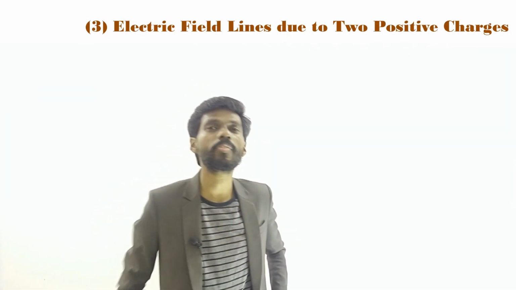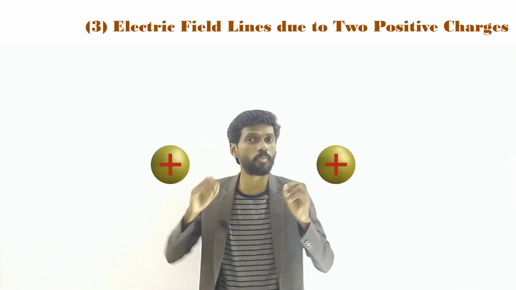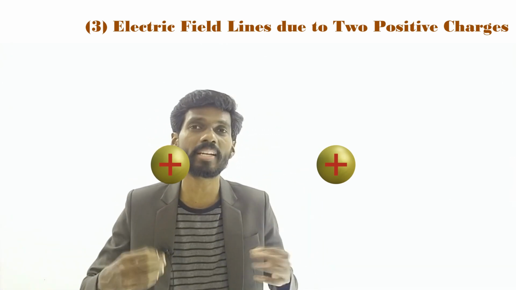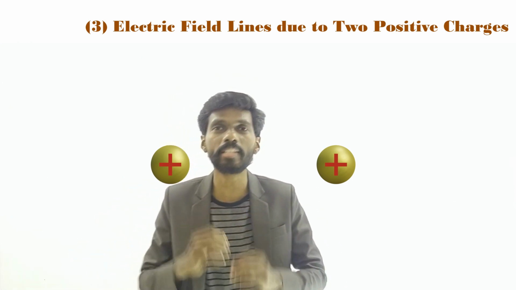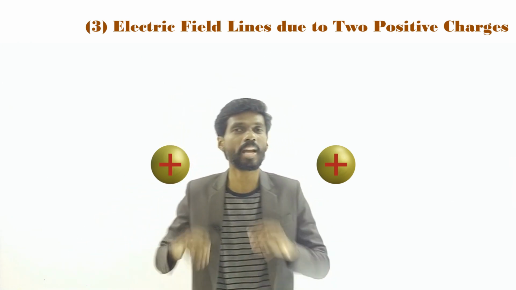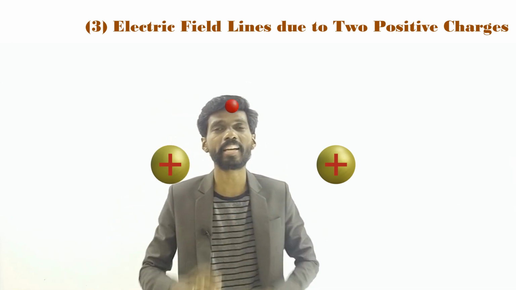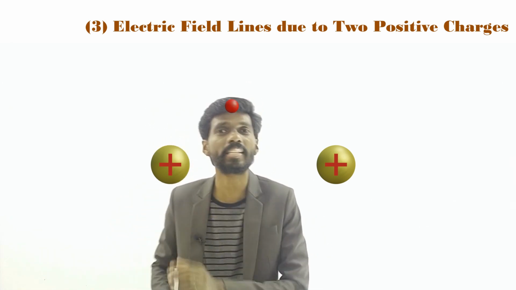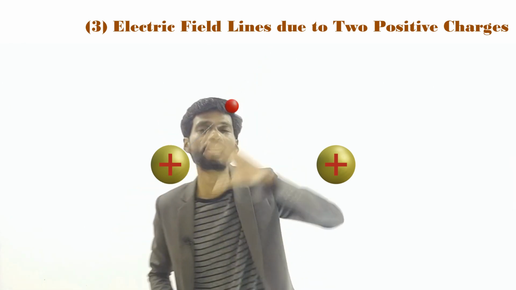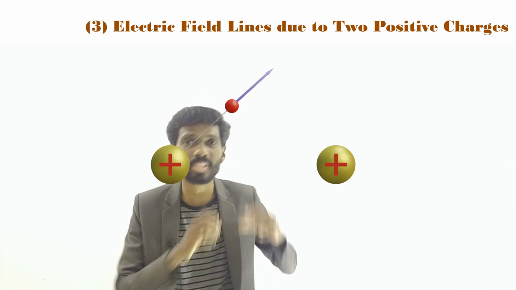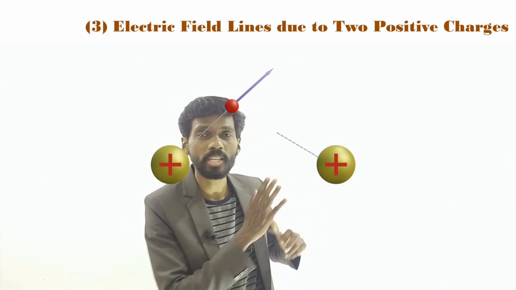In the next case, we will have two positive charges. Instead of one charge, we have two charges now. We will find the combined electric field lines due to these two charges. These two are positive charges. Now let us take some point in space, somewhere here. At that point, there will be an electric field due to this positive charge in the radially outward direction. So this is the direction of the electric field due to this charge. Similarly, we have an electric field due to this charge, again in the radially outward direction. So this direction.